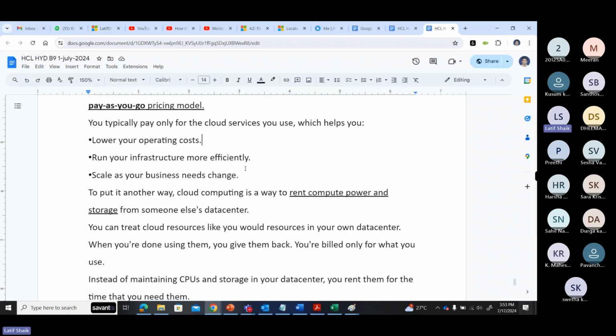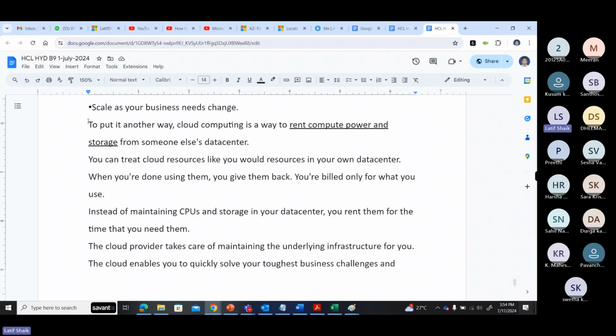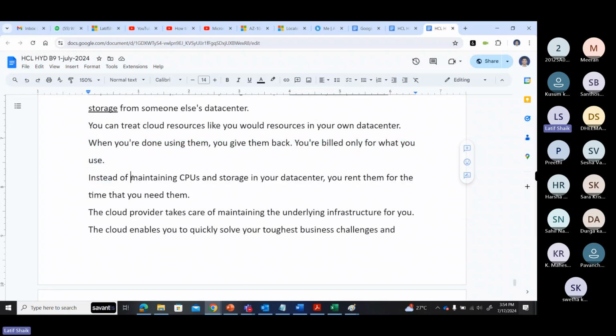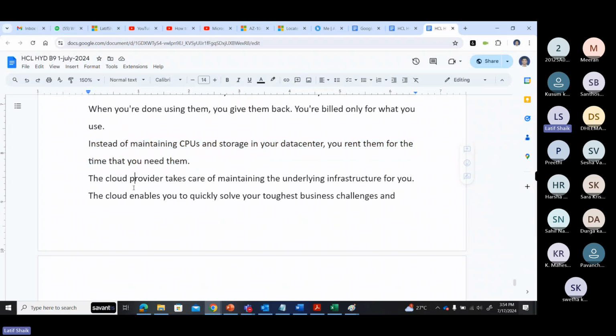Run your infrastructure more efficiently. You can treat resources like you would in your own data center. It is in the cloud, but you act as if you own it. Once you are done using them, you can give them back. You are billed only for what you use. Instead of maintaining CPUs and storage in a data center, you rent them from the time you need them. Whenever required, you take it; once work is completed, give it back. The resource provider takes care of maintaining the underlying infrastructure for you.